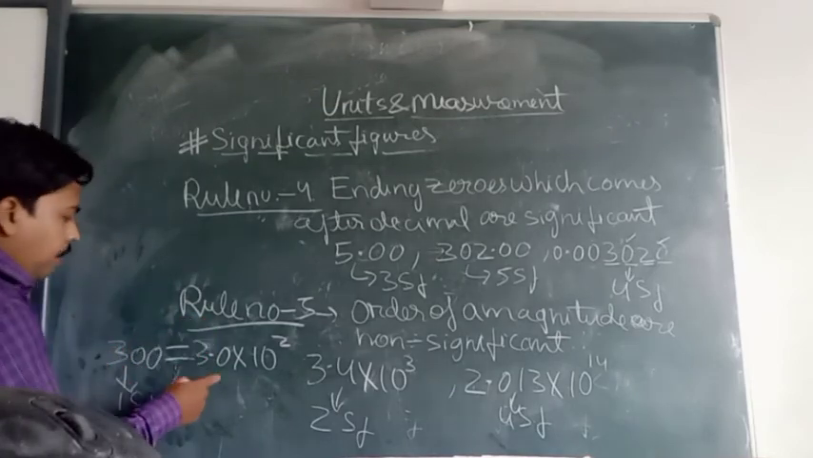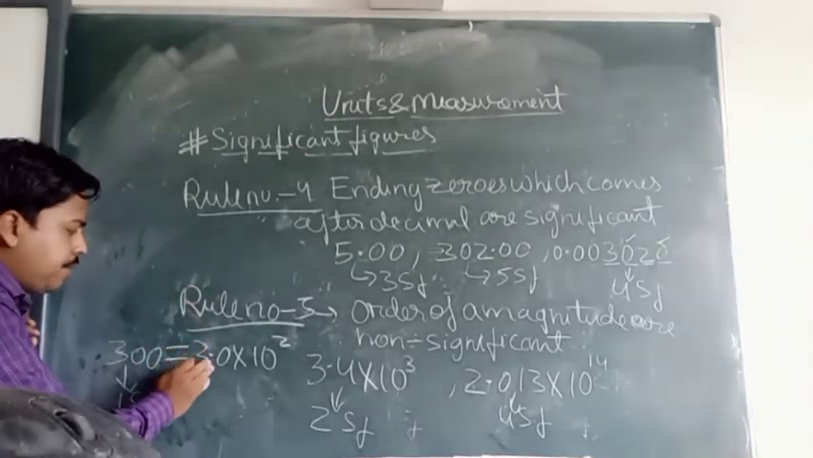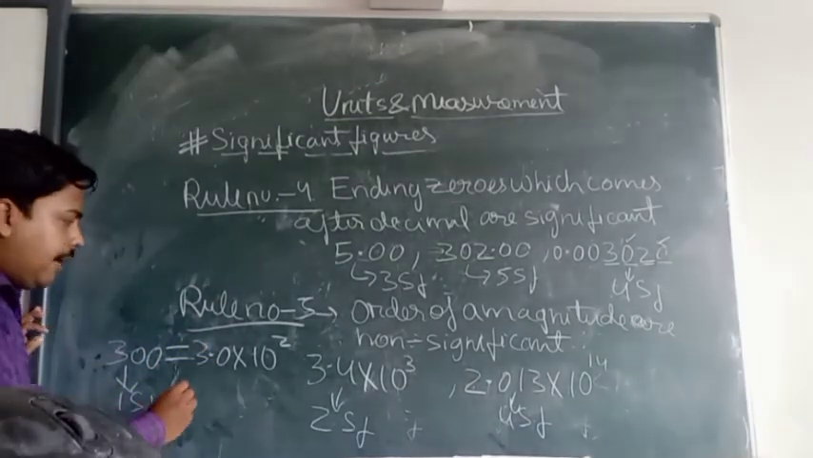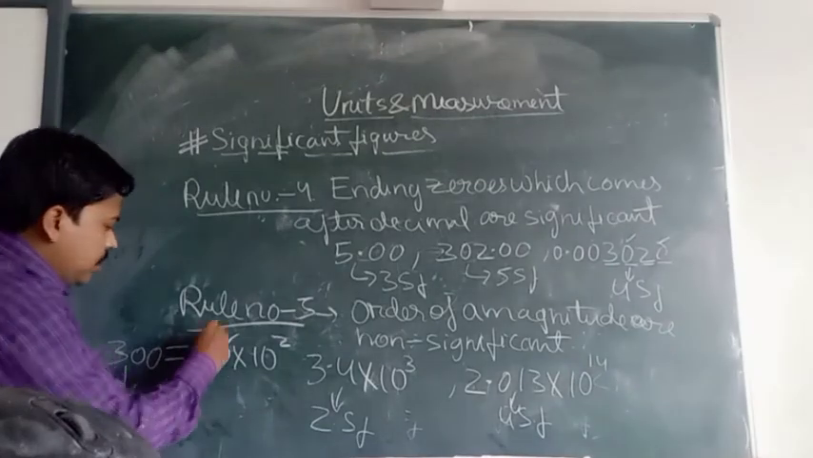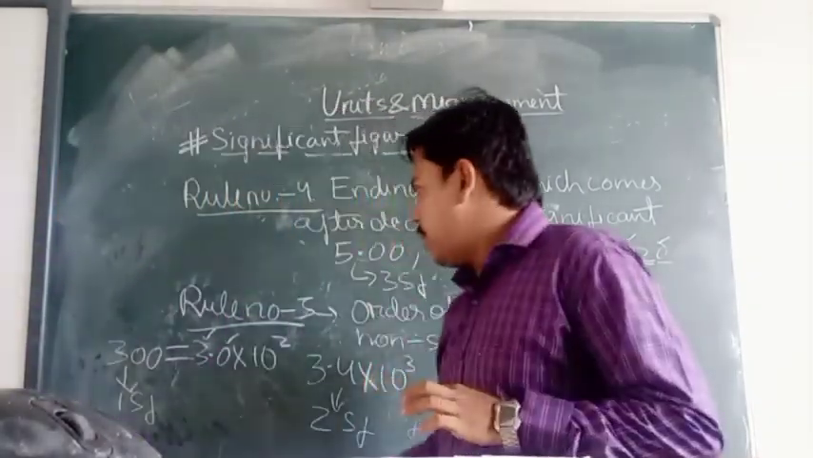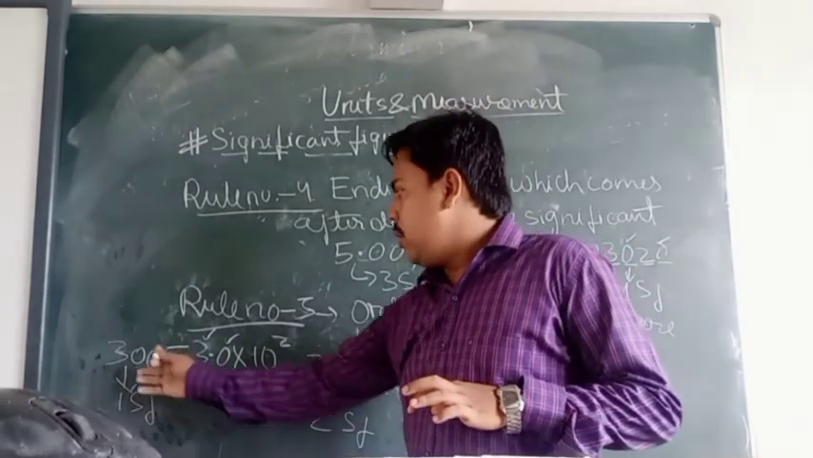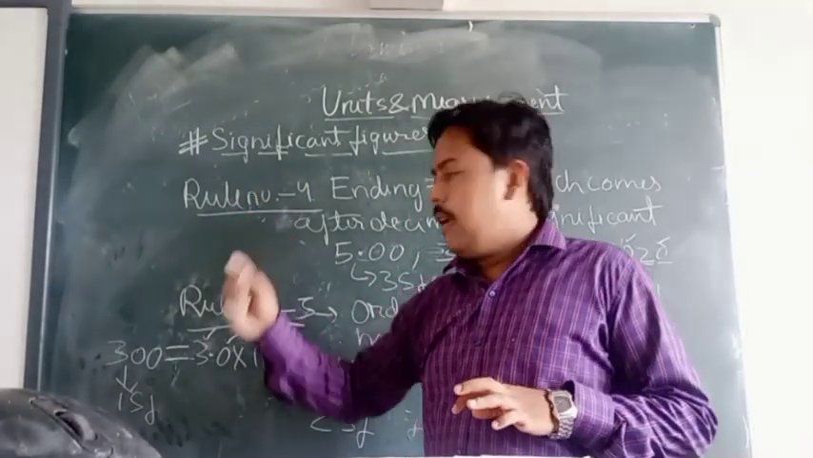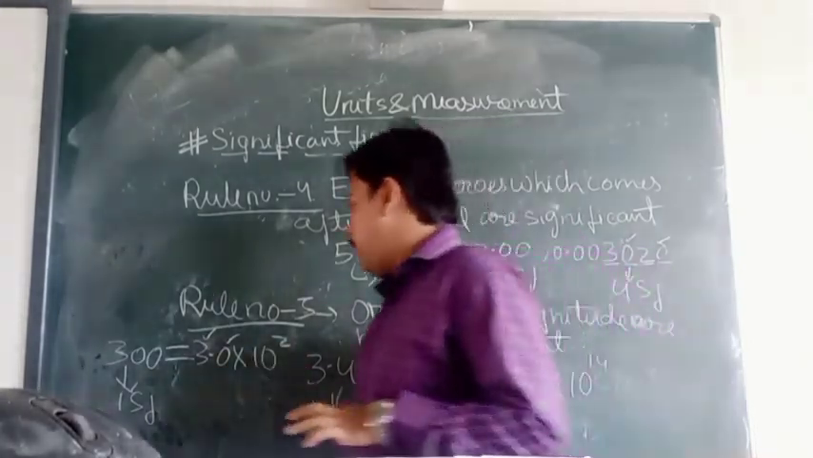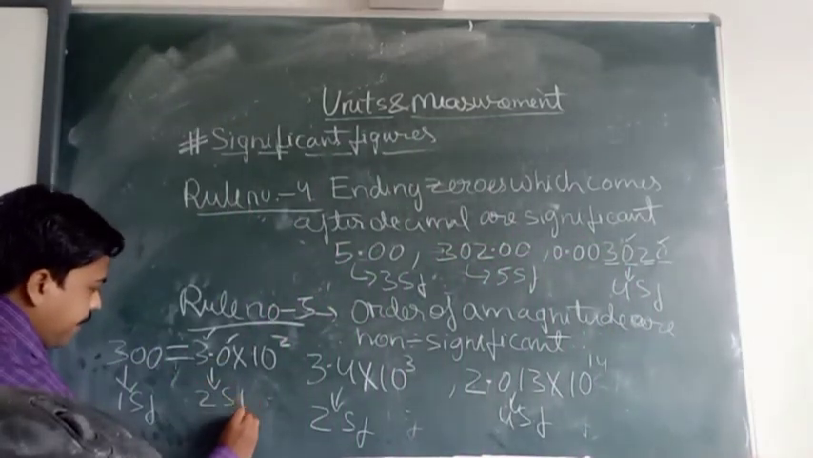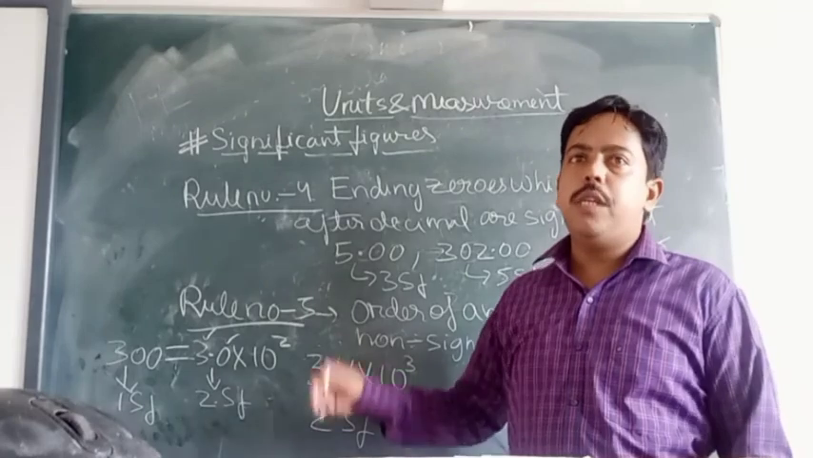Here 1 zero is coming after the decimal. According to the rule which we have discussed, an ending 0 after the decimal must be significant. In the same way, every non-zero digit is also significant. So how could it satisfy the left hand side? On the left hand side we have only one significant figure, but on the right side, if we express 300 as this, we have two significant figures. So how is it possible?